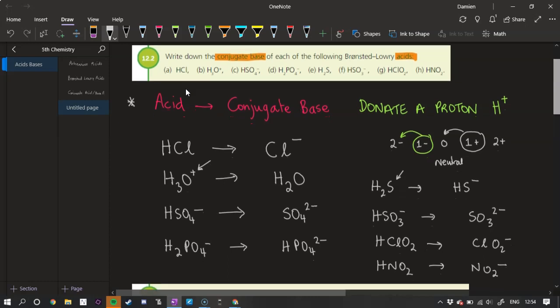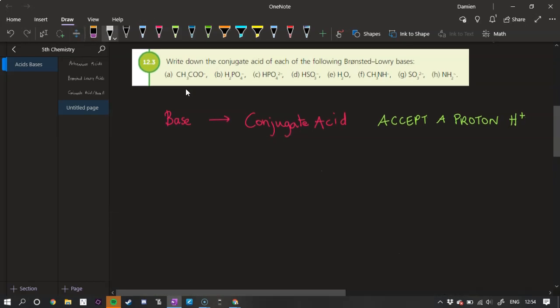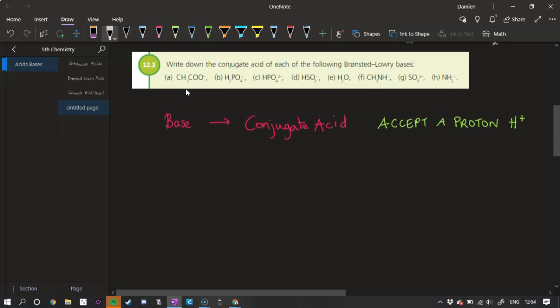So that covers the first one. Moving on to the next one: write down the conjugate acid of each of the following. Working off this is the same thing. A base turns into a conjugate acid by accepting a proton, because a base is a proton acceptor. So if we're looking at CH3COOH, whoops, I'm getting ahead of myself there. All right, so CH3COO-, you're going to basically add on a hydrogen. You want to add on a proton, and it joins on there.